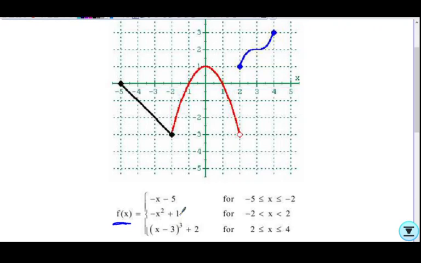Okay? But this is one function. And we are still dealing with functions, which means it still has to pass our vertical line test. Okay? If it doesn't, then we did something wrong, because by definition, it's a piecewise function, and functions pass our vertical line test. Okay? Any questions so far? No? All right.